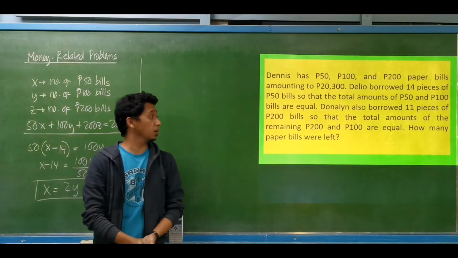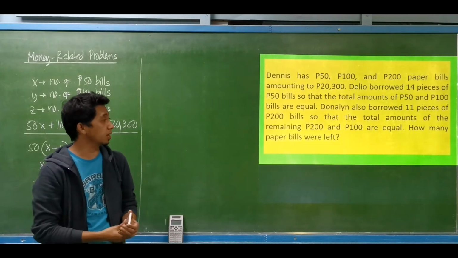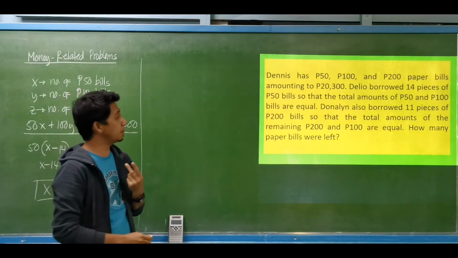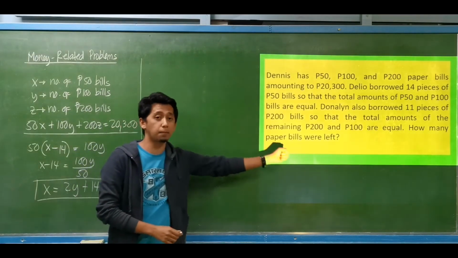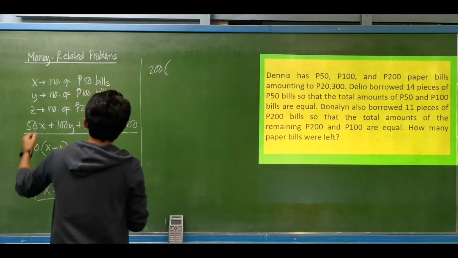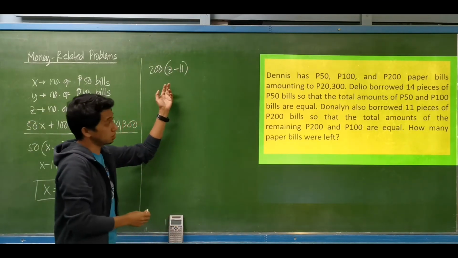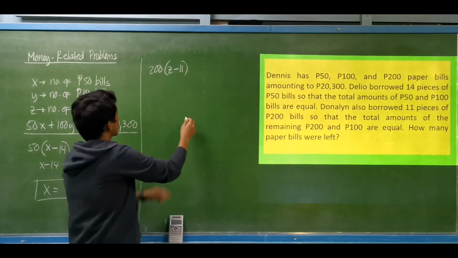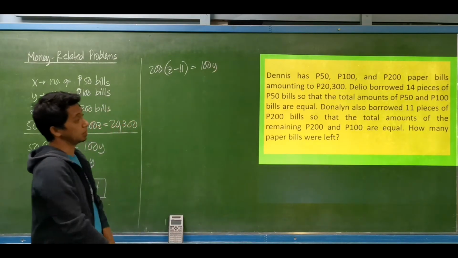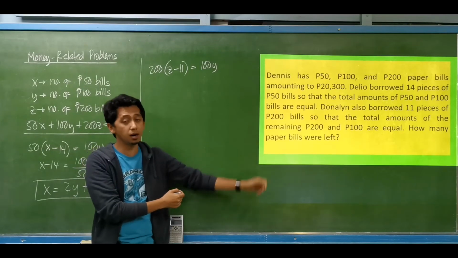Donalyn also borrowed 11 pieces of 200 peso bills so that the total amounts of the remaining 200 and 100 peso bills are equal. So this time, we are to remove 11 pieces of 200 bills so that the amount of the 200 peso bill will be equal to the amount of the 100 peso bill. The number of 200 peso bills is Z. We have to remove 11 since 11 pieces were borrowed by Donalyn. So this will be the remaining amount of the 200, and will now be equal to the amount of the 100 peso bill.